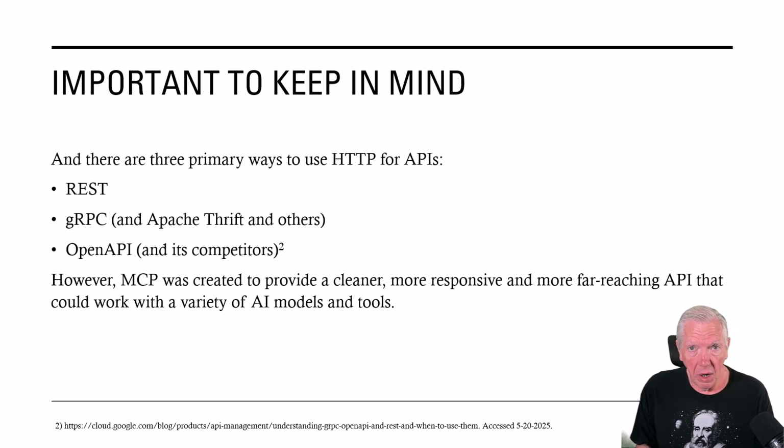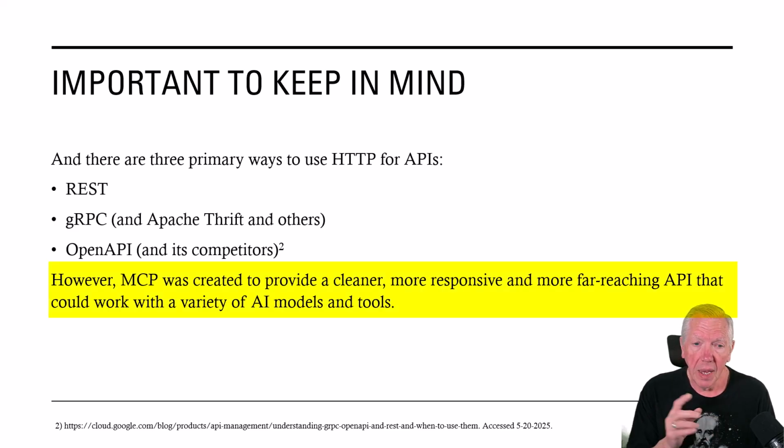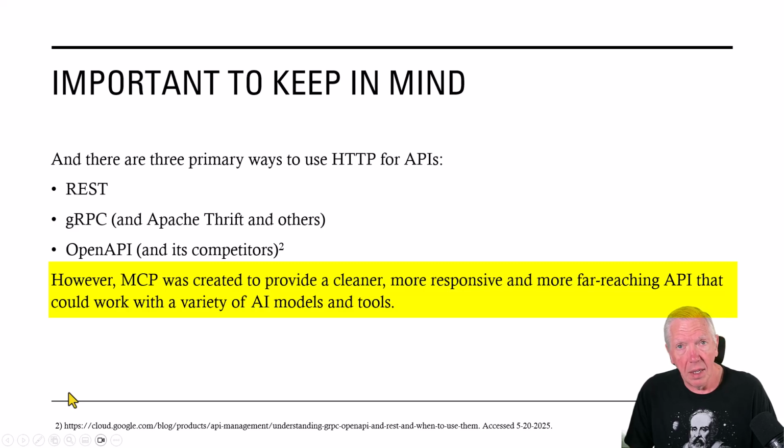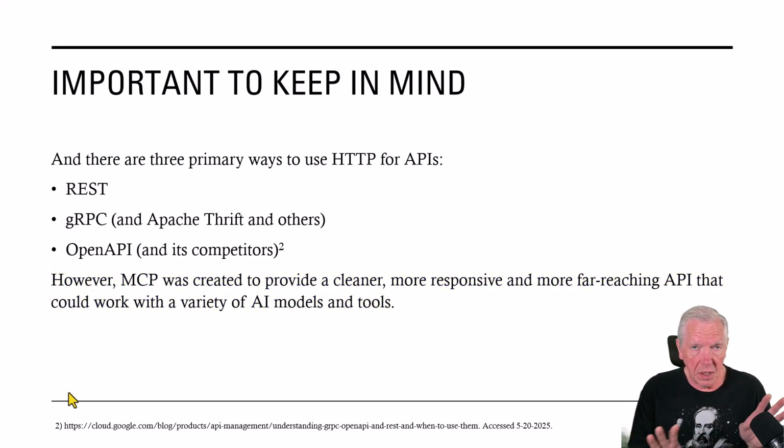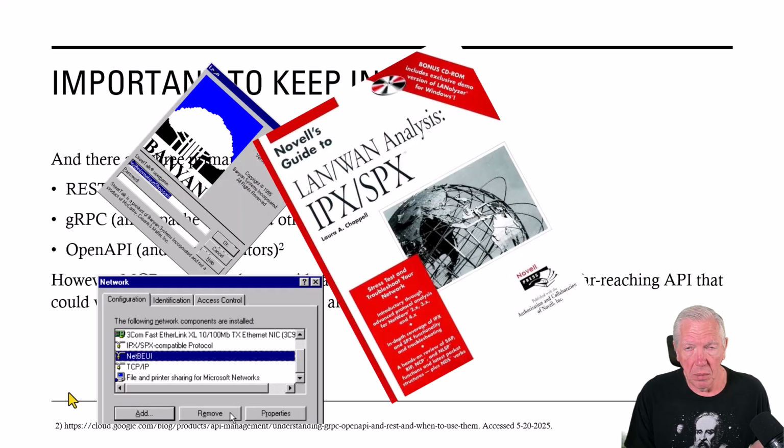However, you should be aware now that these things exist. They're being used every day by coders writing ML and AI code, but MCP was created to provide a cleaner, more responsive, more far-reaching API that could work with a variety of AI models and tools. The concept is we want to get everything working together. This reminds me a little bit of networking back in the day, when a lot of different tech companies said, hey man, we need to hook all of these computers together, get them talking to each other. There were a variety of different protocols that were developed.